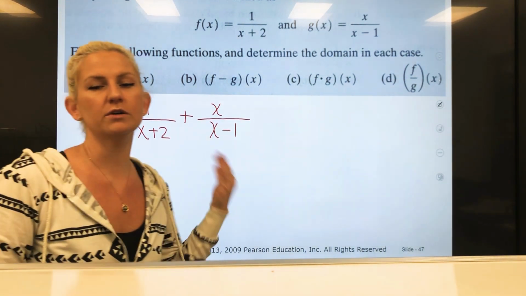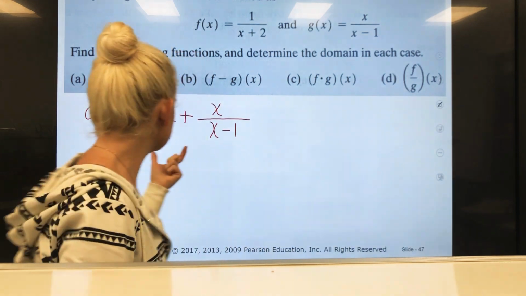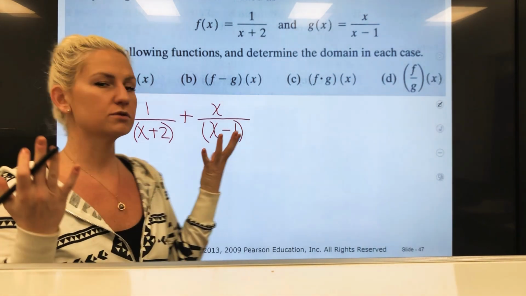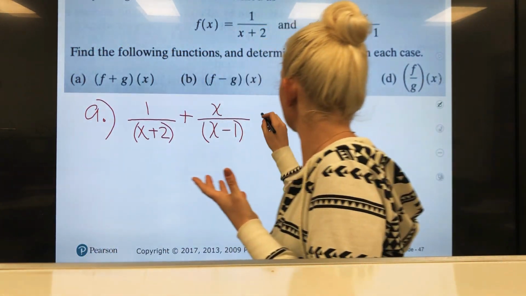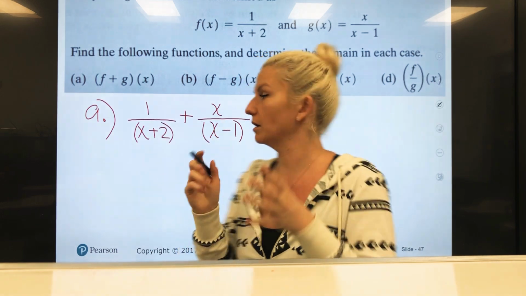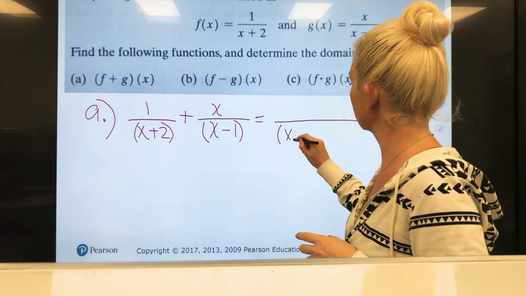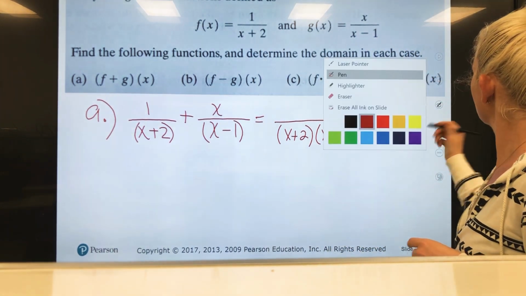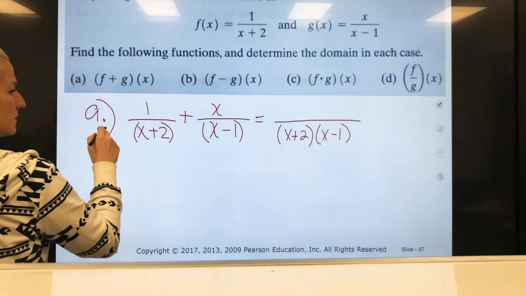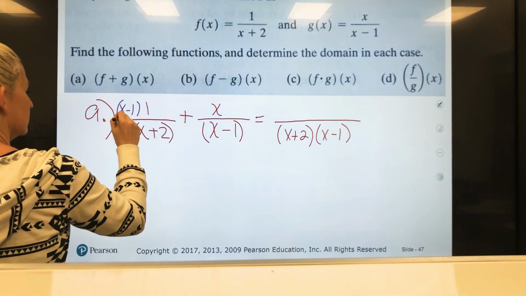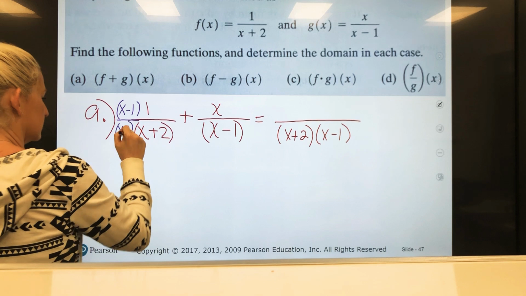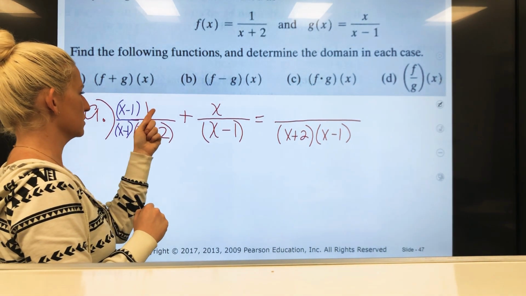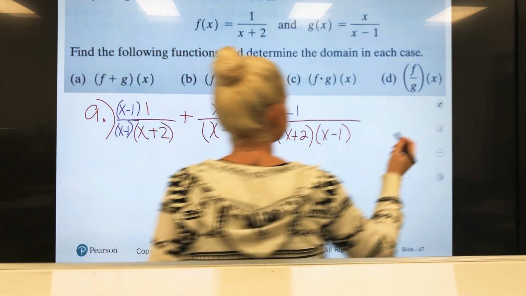Now remember, when you're adding fractions, you have to find the common denominator. Here's 1, here's 1. They have nothing really in common, so you have to use both of them. I want this to be my common denominator. So I have to multiply this side by x minus 1 over x minus 1. I get the denominator I need, and then I multiply the numerator. That's x minus 1 times 1, so that's just x minus 1.